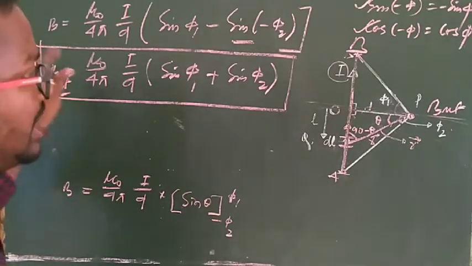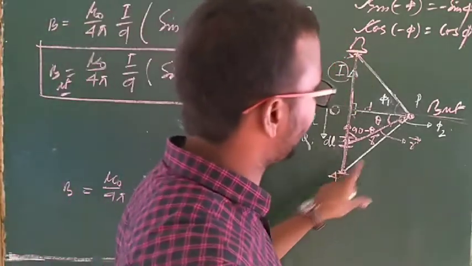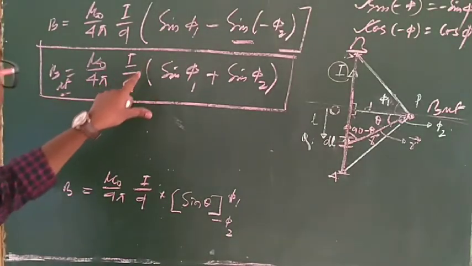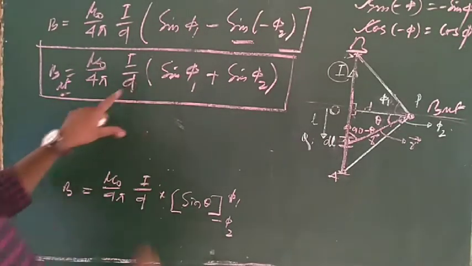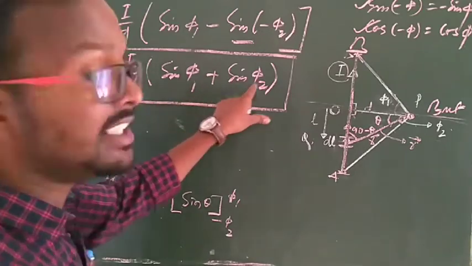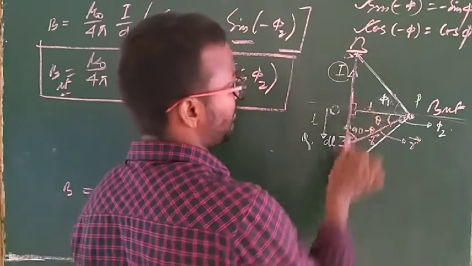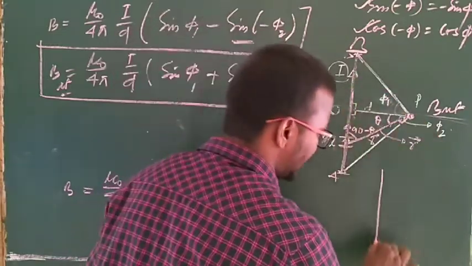So B net, or the total magnetic field due to this current element at point P, equals mu naught by 4 pi, I by D, sin phi 1 plus sin phi 2. Clear? And its direction: this is the direction of current.